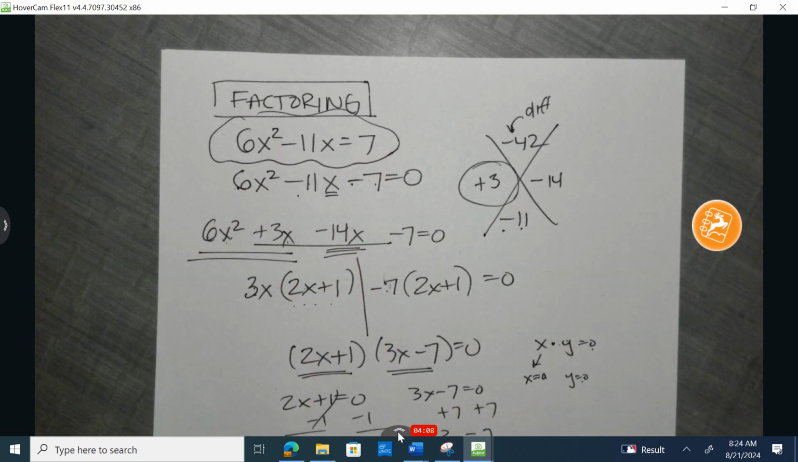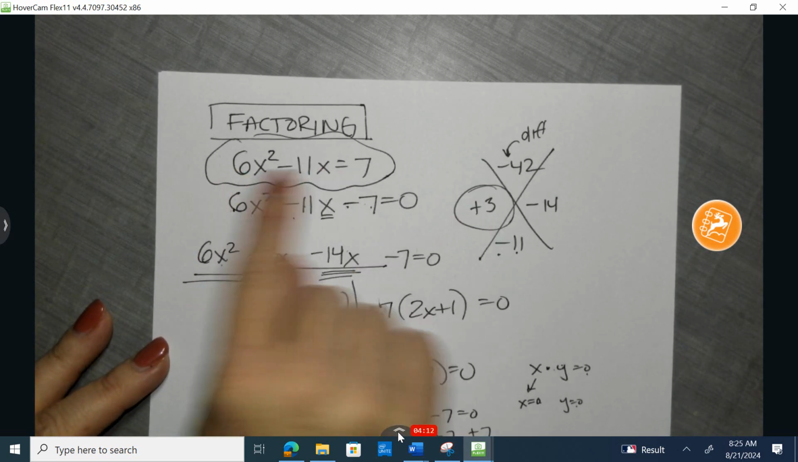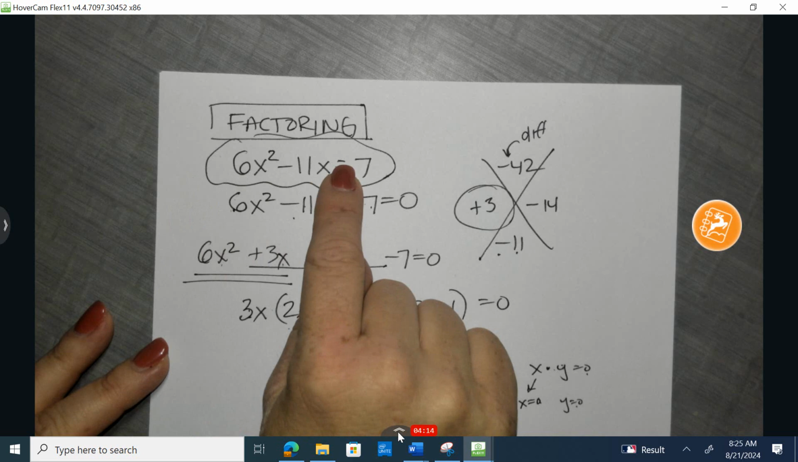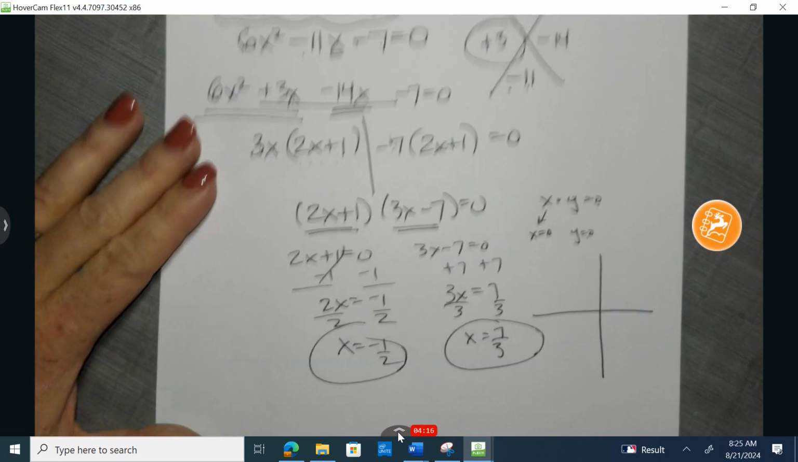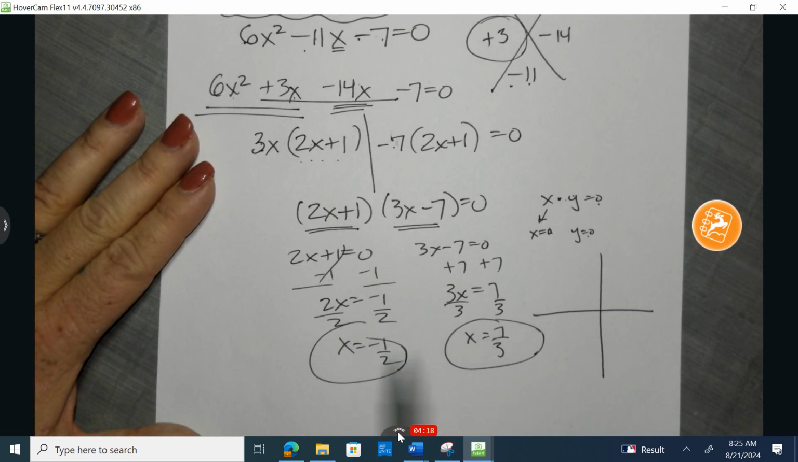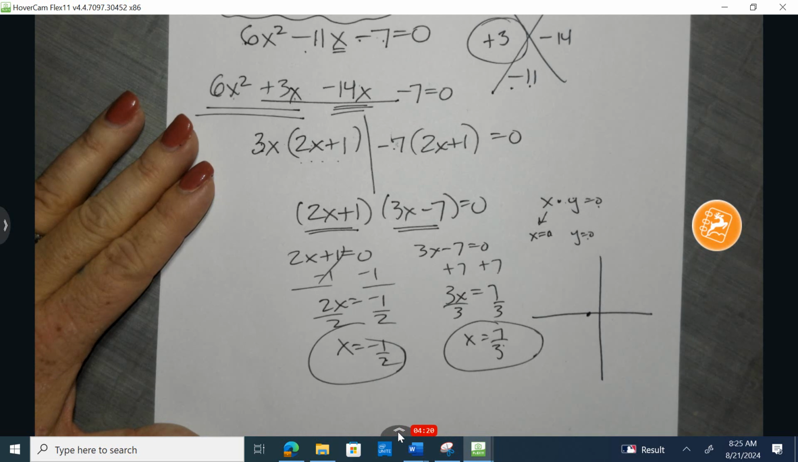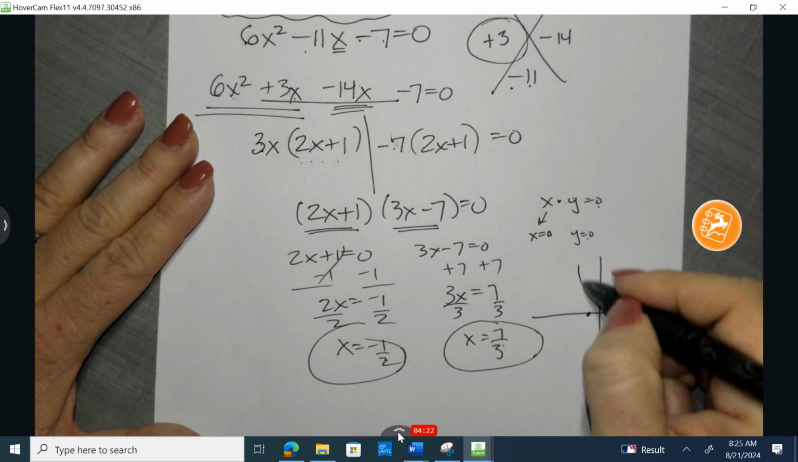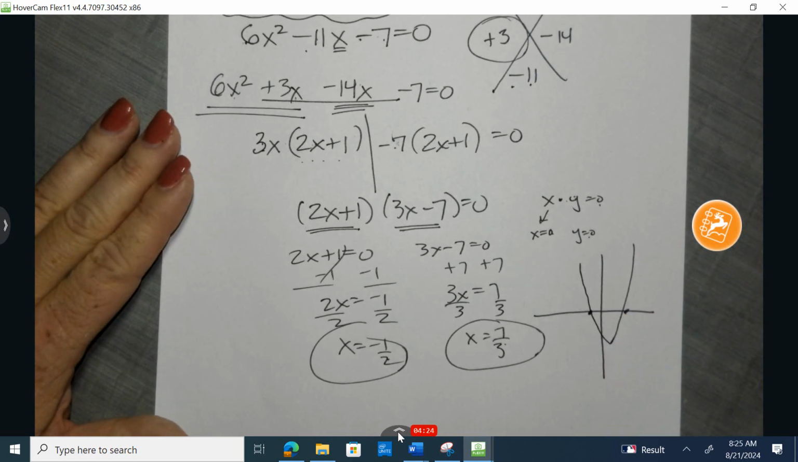It also tells me that this U shape that's created by this quadratic equation, when it's graphed on a Cartesian plane, will cross the x-axis at negative 1/2 and positive 7/3. It's making some shape similar to this.